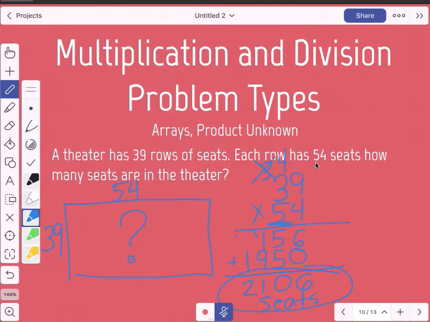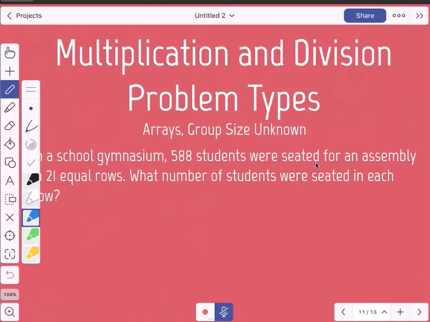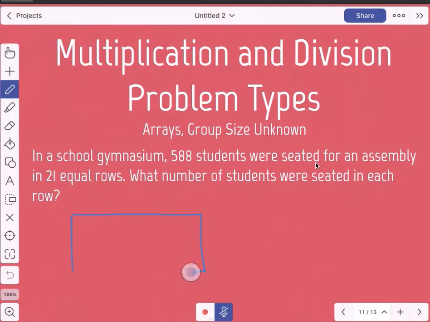So I knew rows and I knew columns, but what I didn't know was the product. Okay? Here's another one. This one is arrays, but your group size is unknown. So if I look at that same rectangle model, I know the groups and I know the product, but I don't know the group size. Okay, so I would know how many rows, but I don't know the size of them.